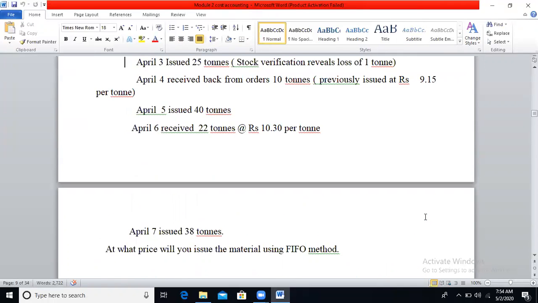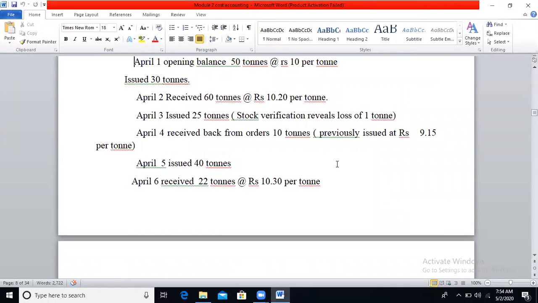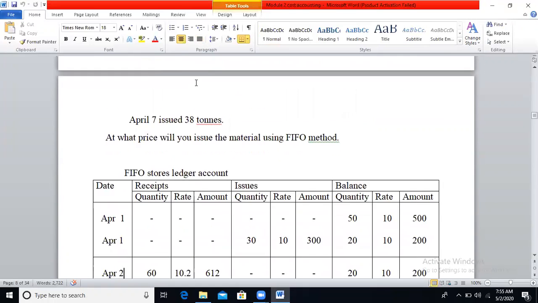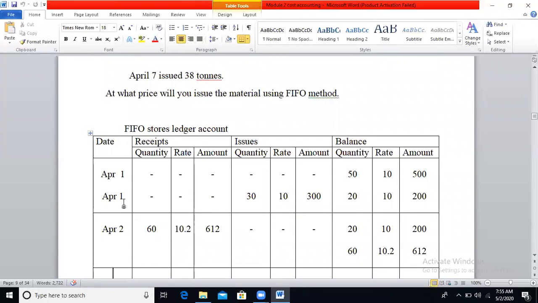And on the same date only, we are making an issue, that is issue of 30 tons. So write the date will be April 1st. Issue quantity will be 30 tons. See, we are having only one balance. So this balance price will be considered for the issue. The price will be 10 rupees. So 30 units to be issued at rupees 10. 30 into 10, you will get the amount as 300.